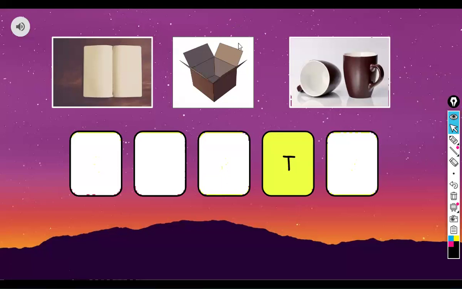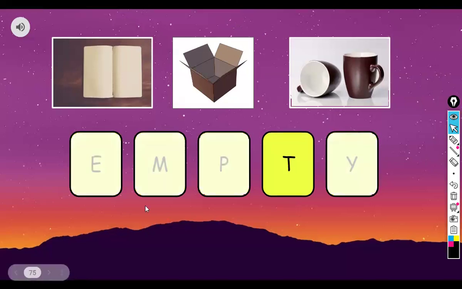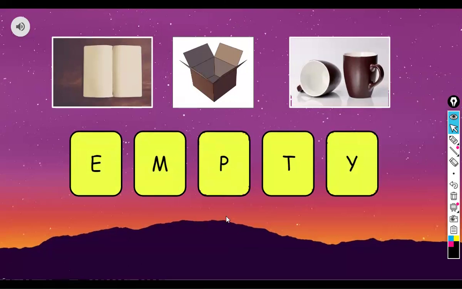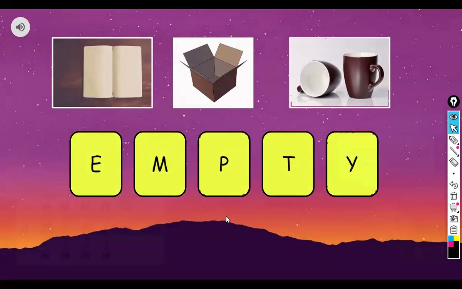Samir, correct. So the word was supposed to be empty because all of the items there, look at it, it's depicting something empty, an empty book with nothing written in it, an empty box, or an empty cup. But anyway, this is the first one. It is just the teaser, right? The rest of them are much harder.